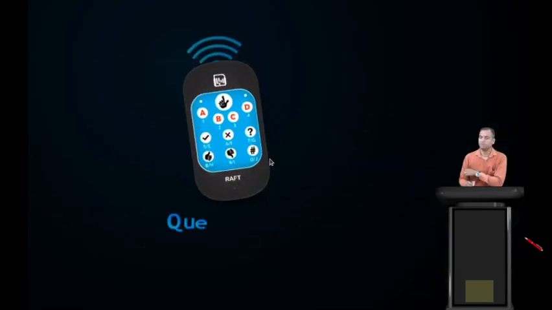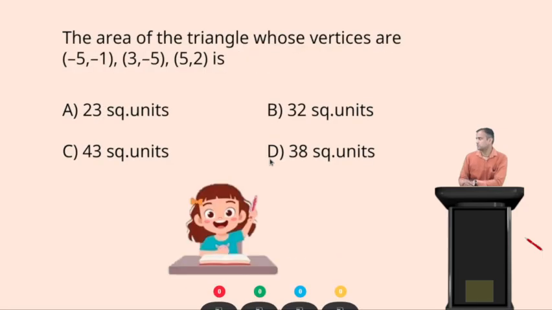Okay students, now question time. Give the answer. The area of the triangle whose vertices are given, and your time starts now. You can use the formula.